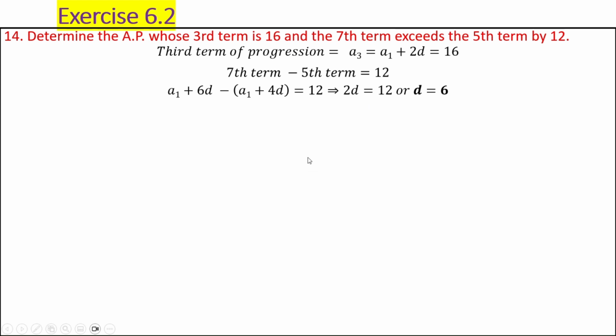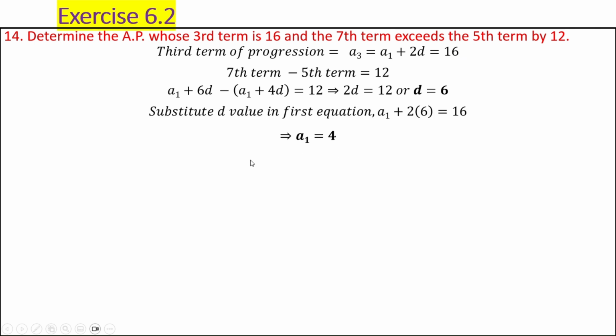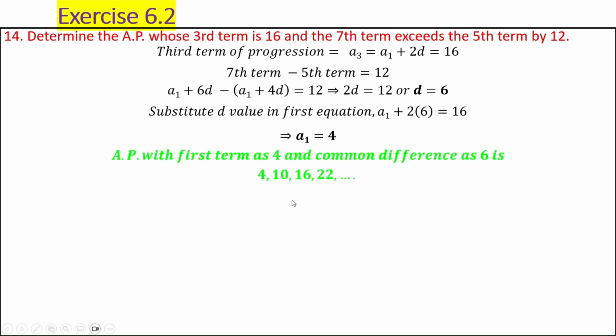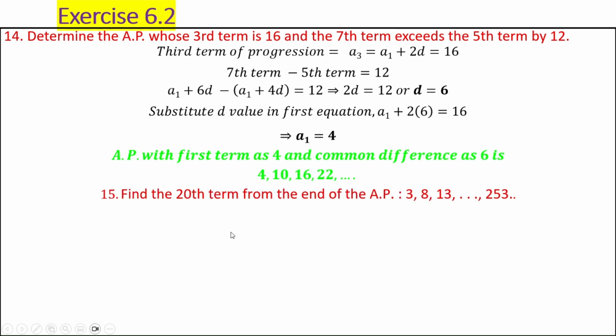So now we got it. You have d, correct. We can derive a now from this equation. a1 plus 2d equal to 16, we can derive a with d equal to 6, right? So a1 is 4, d equal to 6. Now the arithmetic progression is 4, 10, 16, 22, dash, dash, dash. Okay, we can construct the arithmetic progression with a and d.